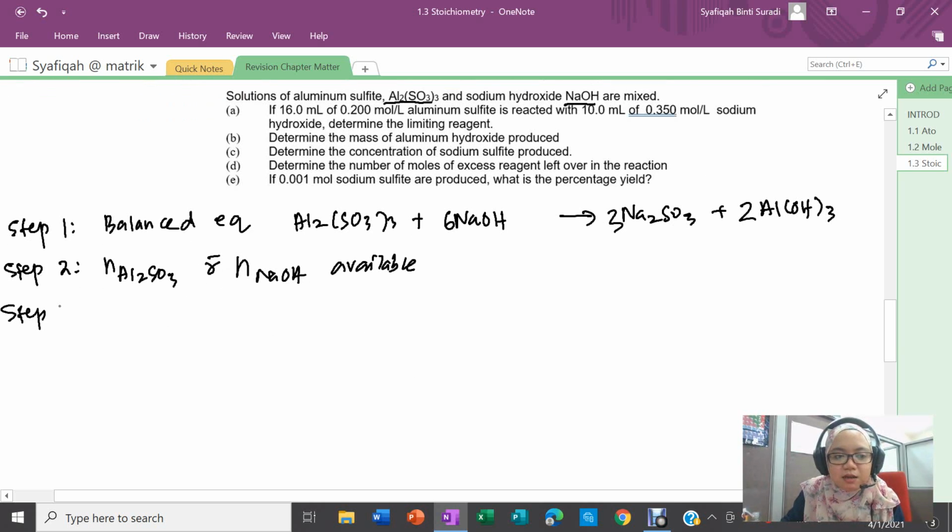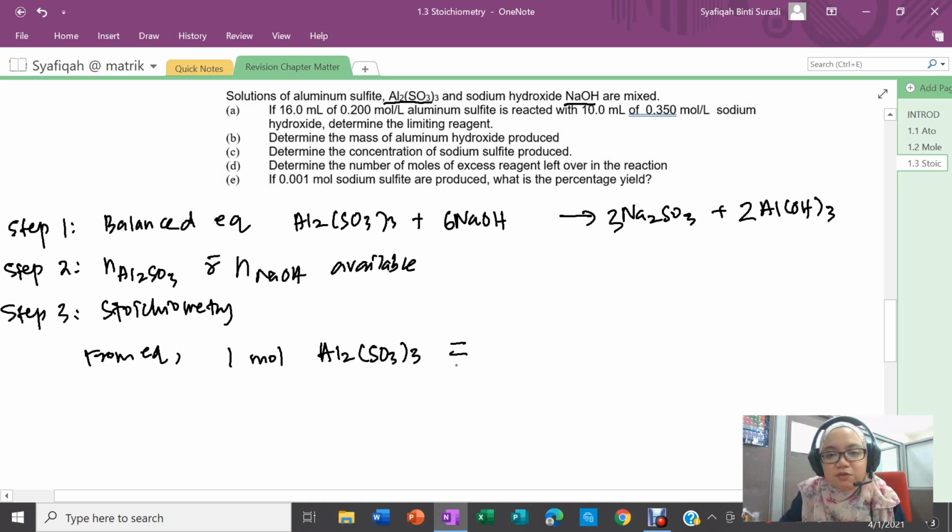Step yang ketiga, kita nak buat stoichiometry. Okay, contoh stoichiometry kita akan buat. Contohnya, okay, from equation, okay, 1 mole of Al2S3 akan react dengan 6 mole of NaOH. Betul? So, Miss bagi contoh-contoh lah.